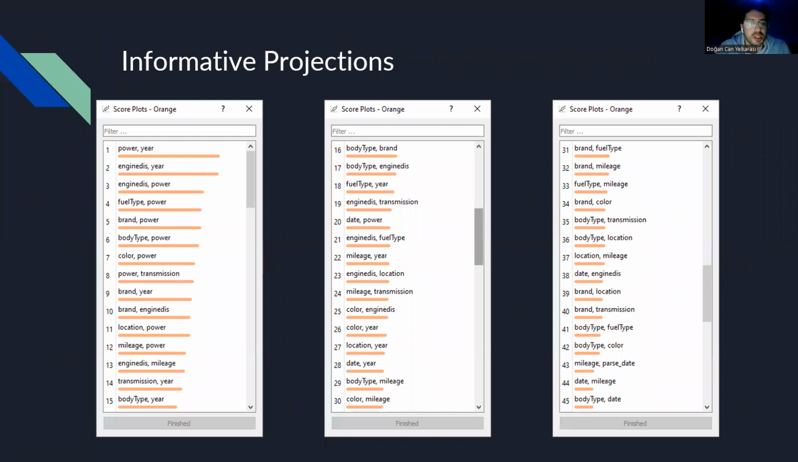These slides show the correlation between the features from the scatterplot widget. As you can see, power and year have the highest correlation. Next slide.